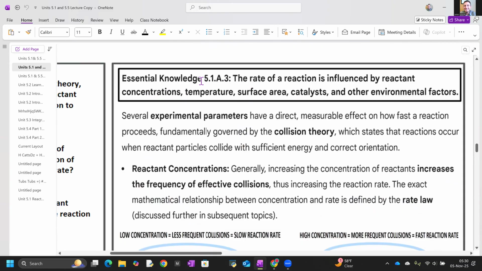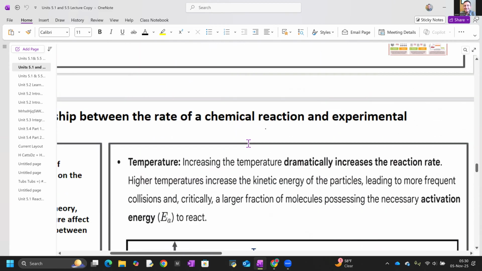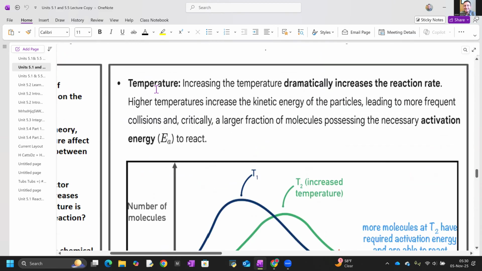The next one that we're going to look at is temperature. So if we look at temperature, we say increasing the temperature dramatically increases the reaction rate. So higher temperatures increase the kinetic energy of particles, and we could say increase the average kinetic energy of particles, leading to more frequent collisions.